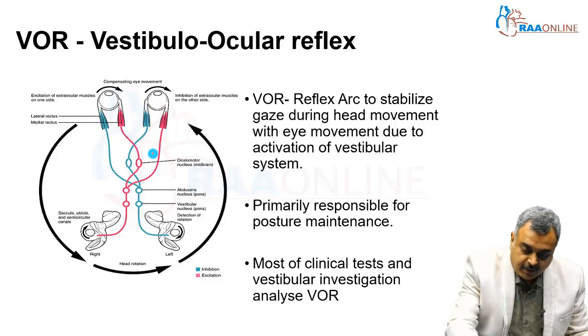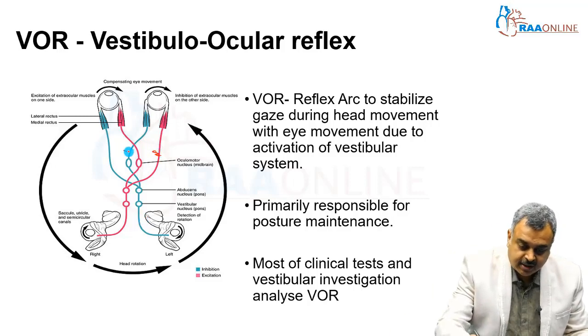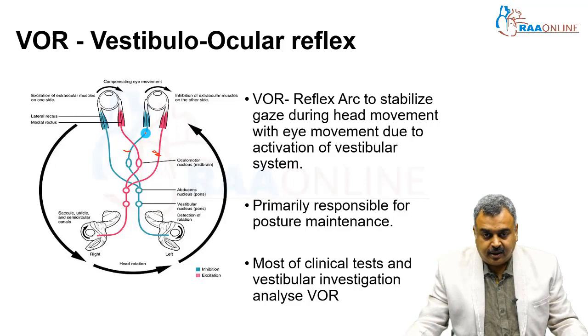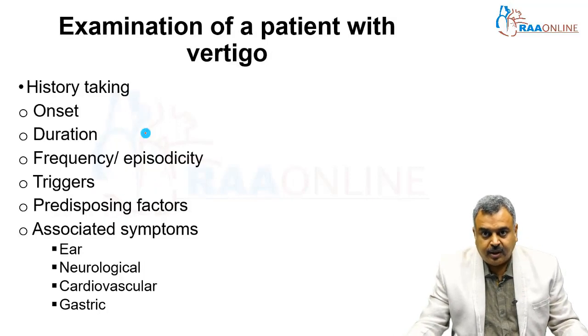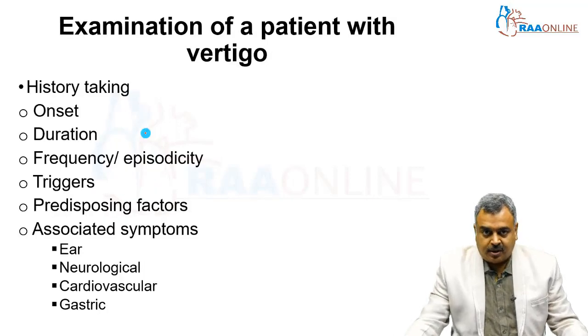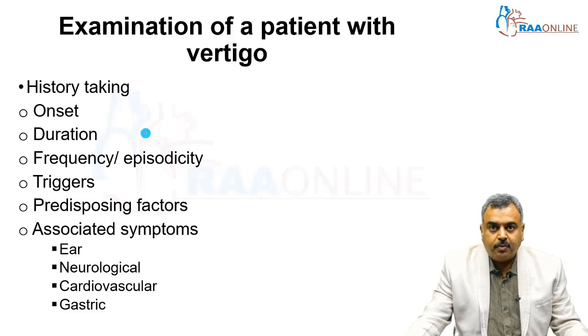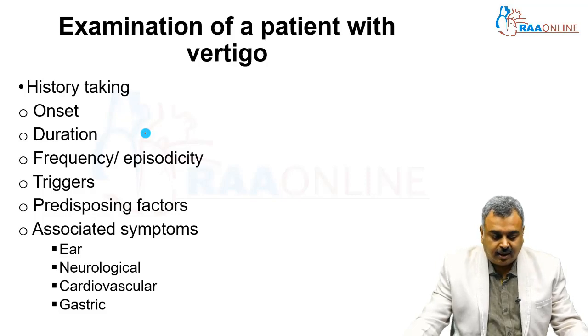If there is a defect in either one of these pathways, then the patient will feel unsteady and giddiness ensues. So how do we examine a patient with vertigo? The most important part of patient examination in a person with vertigo is the history taking.